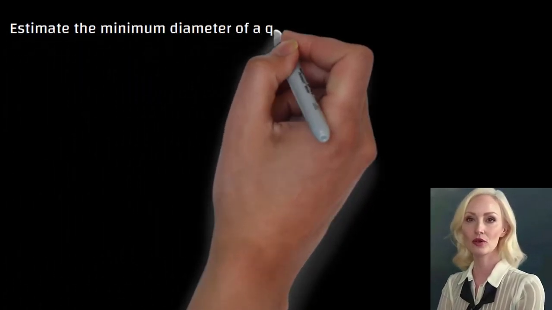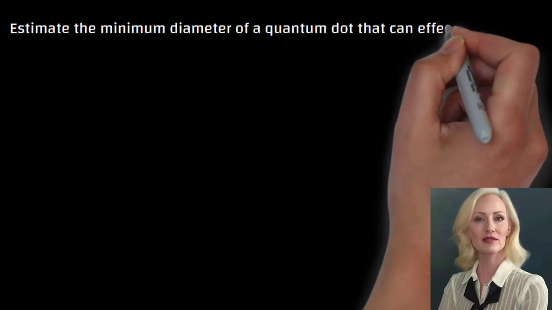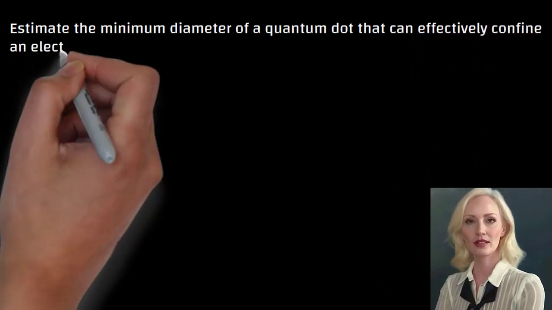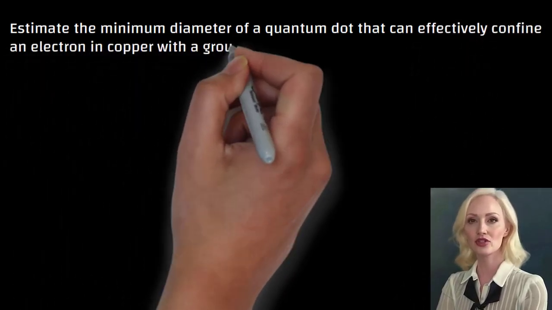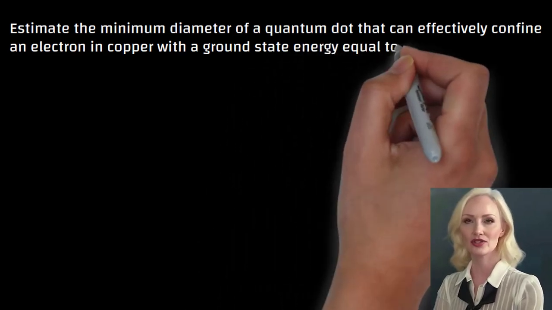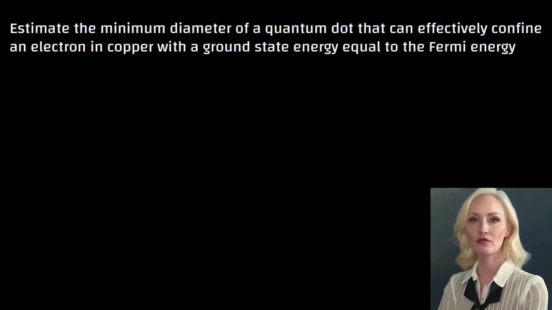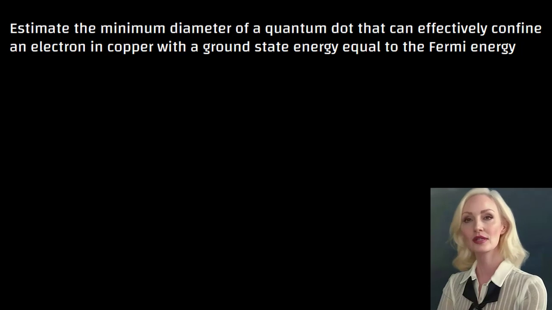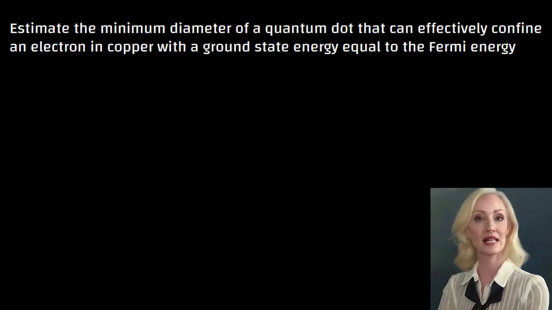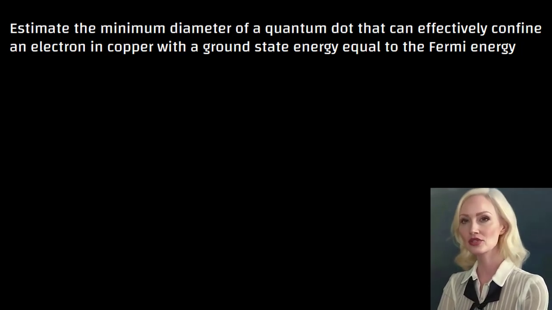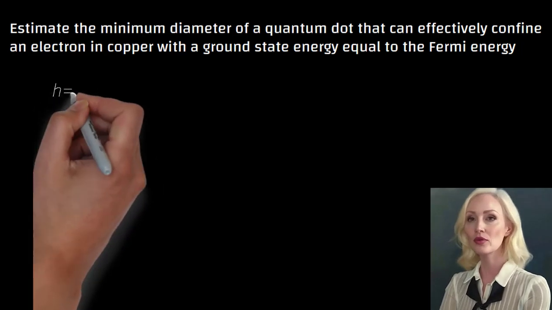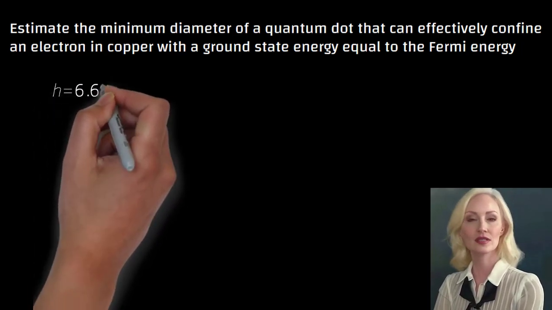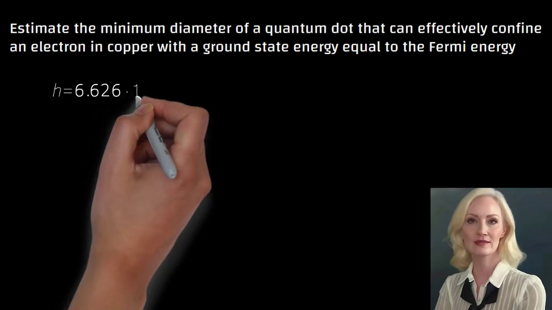In this example, we'll estimate the minimum diameter of a quantum dot that can effectively confine an electron in copper, such that the ground state energy is equal to the Fermi energy, which is 7 electron volts, or approximately 1.15 × 10^-18 joules. There is more than one way to approach this calculation, so let's look at two strategies.